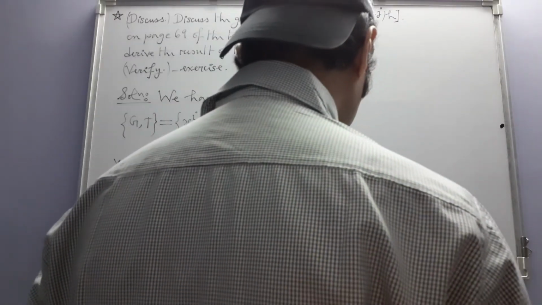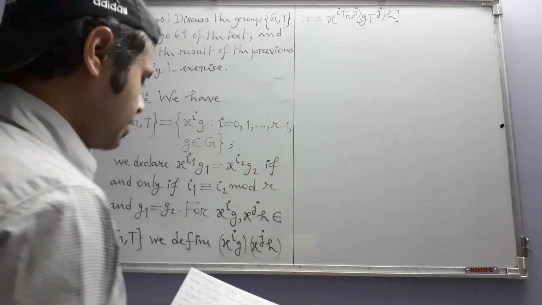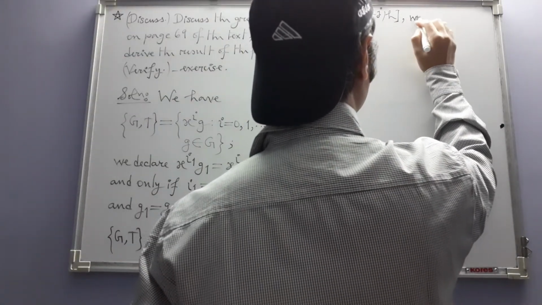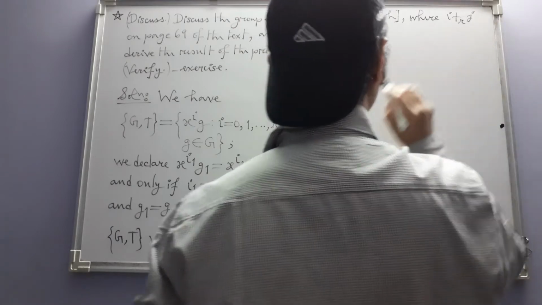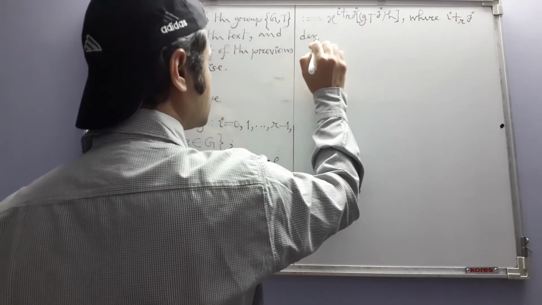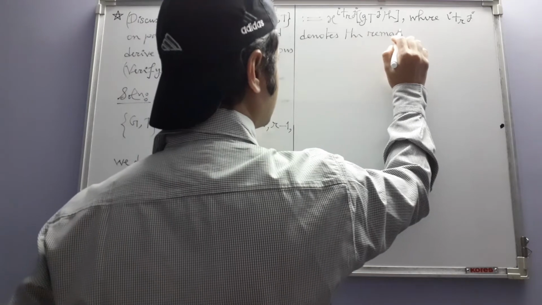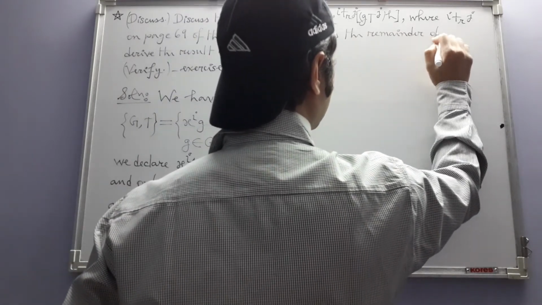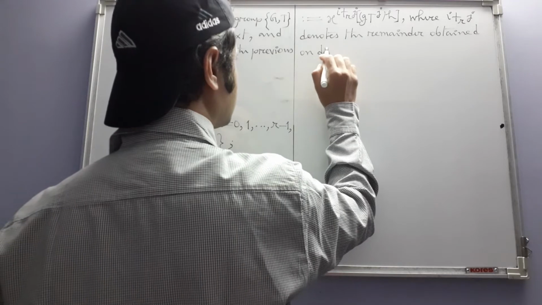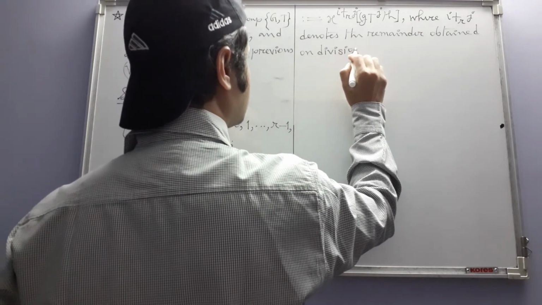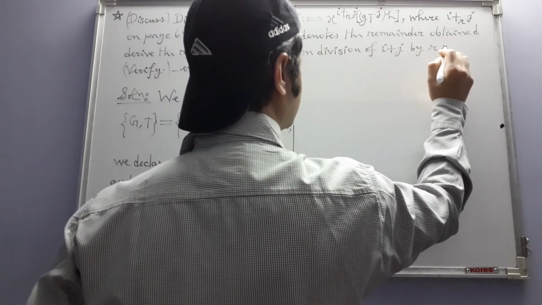We can just simply write, although I haven't, but before we do anything else, we should say what this plus r means, where i plus_r j denotes the remainder obtained on division of i plus j by r.